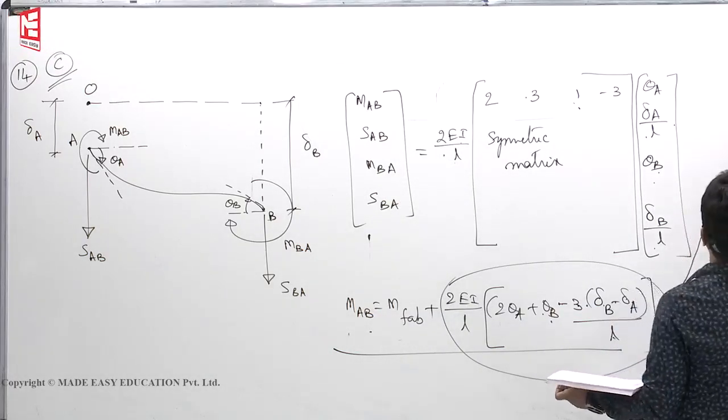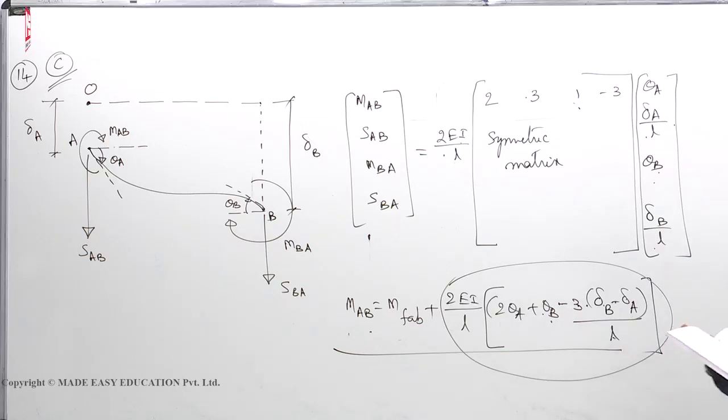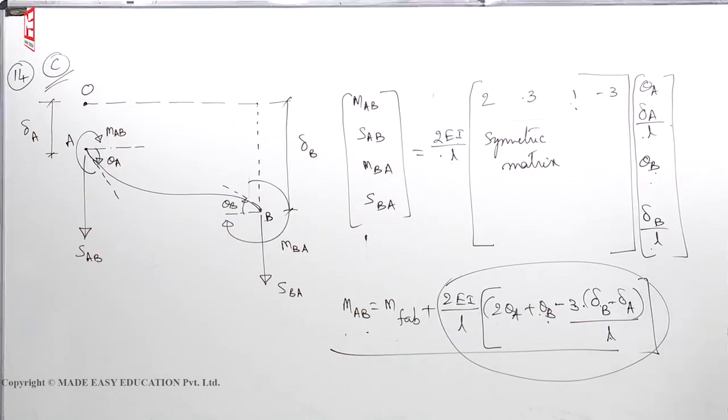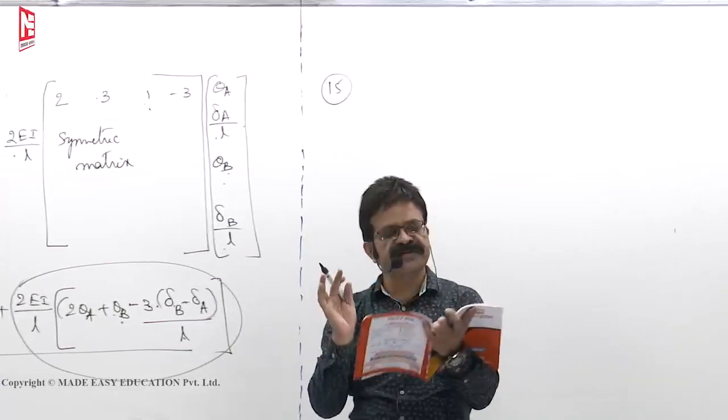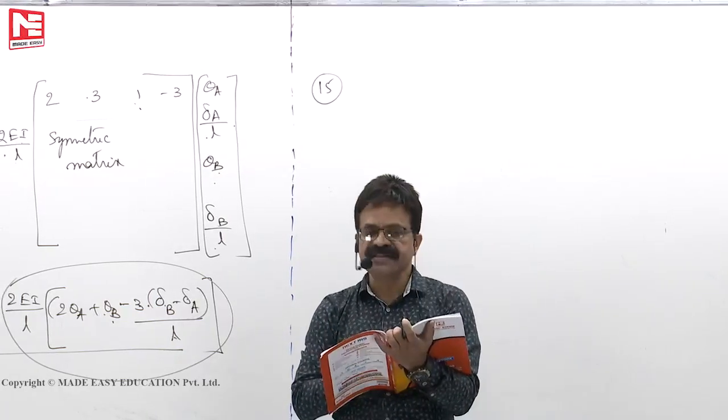This is about 14. 15. Which of the following statements are correct? It is common practice to discount the influence of axial thrust on bending stiffness of members of frames. Correct. When compared to the bending stiffness, you can neglect the influence of axial stiffness because frames are mainly subjected to bending moment. Axial forces are very small. So the first statement is correct.